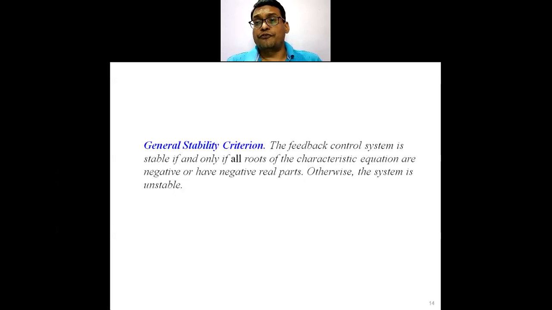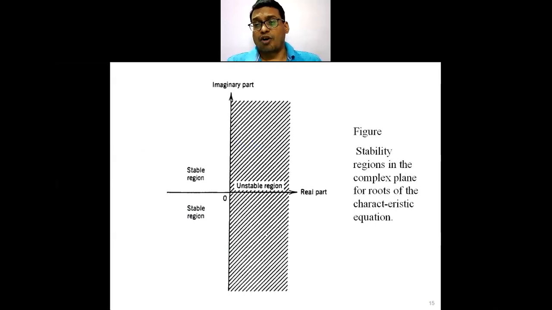So the feedback control system is stable if and only if all the roots of the characteristic equation are negative and have a negative real part. This is the complex plane. If the roots are on the left hand side of the imaginary axis, then the system is stable. That means the roots are negative. If the roots are positive, then the system becomes unstable.